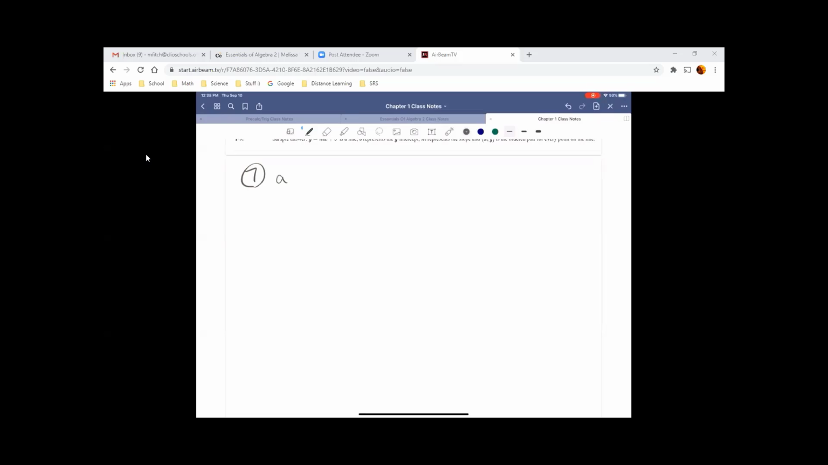7a, we have y equals negative 2x plus 7. The way this one's written, it's in that y equals mx plus b form, so it's in slope-intercept form. This tells you this is the y-intercept, and this is always your slope.